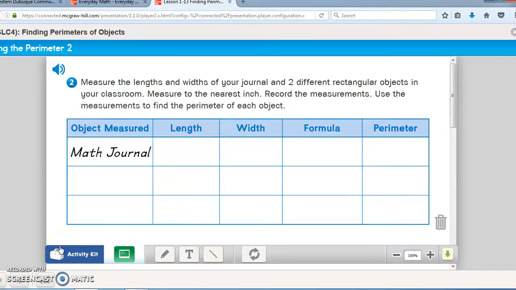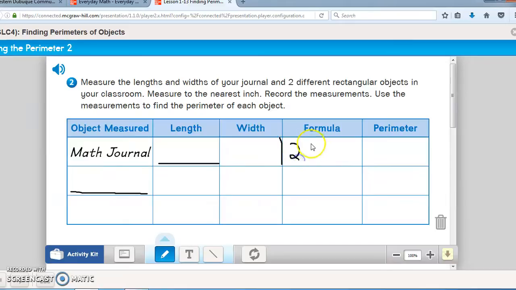Finding perimeters of objects. You can work with a partner and measure the dimensions of your journals to the nearest inch, and you need to record those measurements on your journal page 32. And then you and your partner select 2 other rectangular objects in the classroom to measure and record their lengths. Make sure to write down what those objects were that you measured. Remember, the length is laying along the bottom. The width is going up and down. And then you're going to take 2 times the length plus width. And I'm going to draw my multiplication symbol in here. And then you're going to find its perimeter.